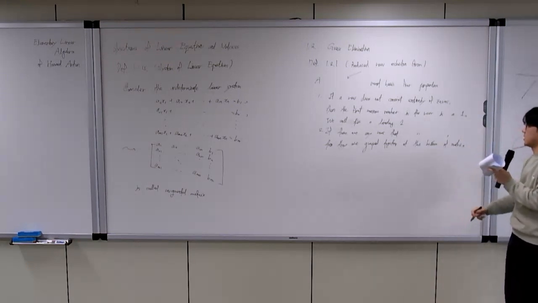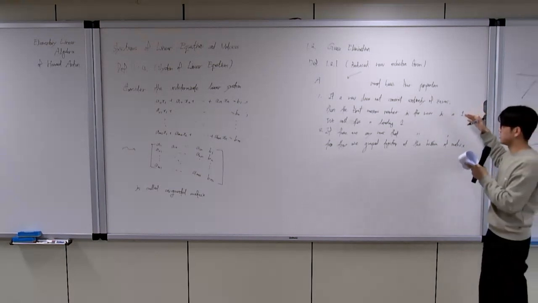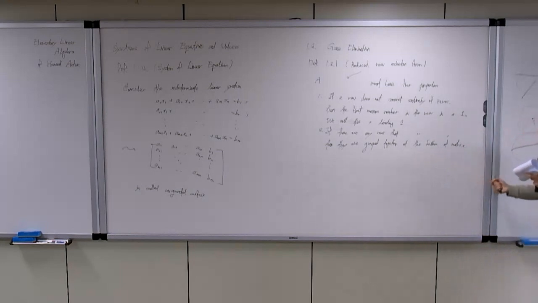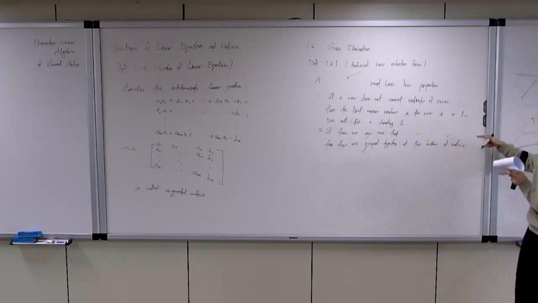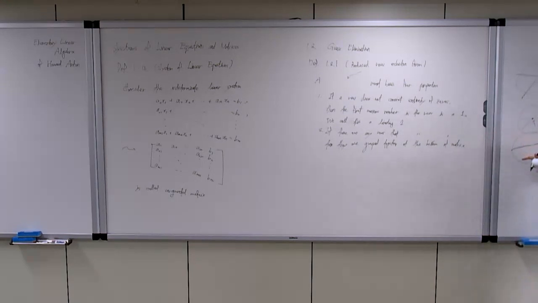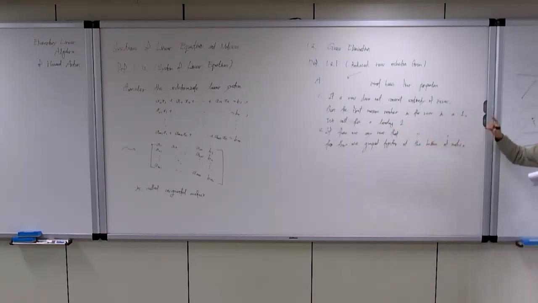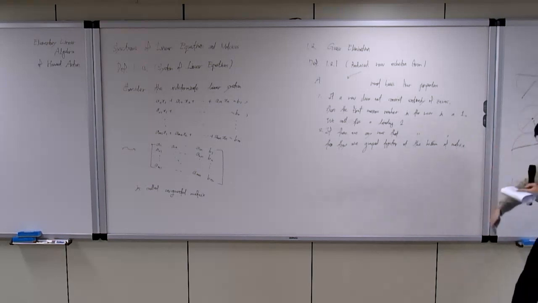If there are any rows that consist entirely of zeros, then they are grouped together at the bottom of the matrix. So this means we will change the row if there are 0, 0, 0 rows, then it will go to the bottom.